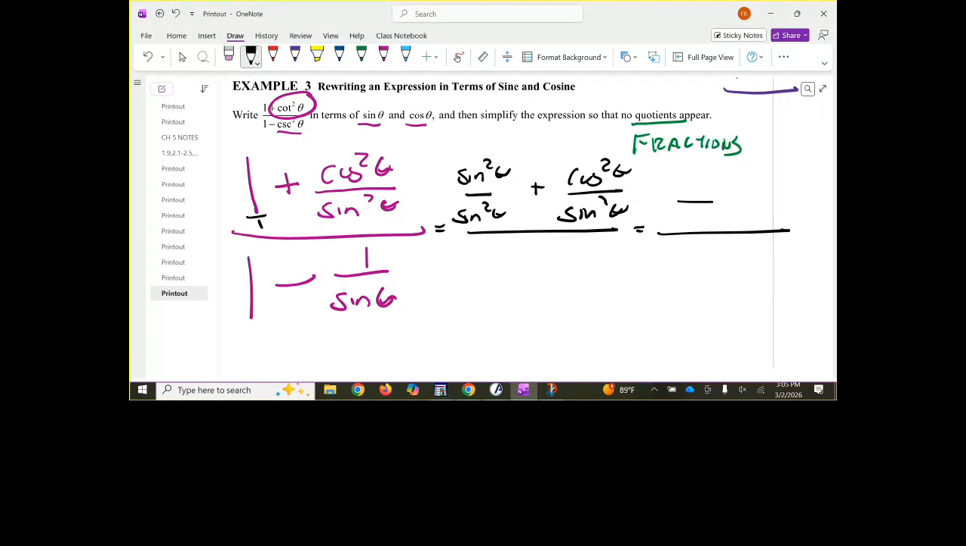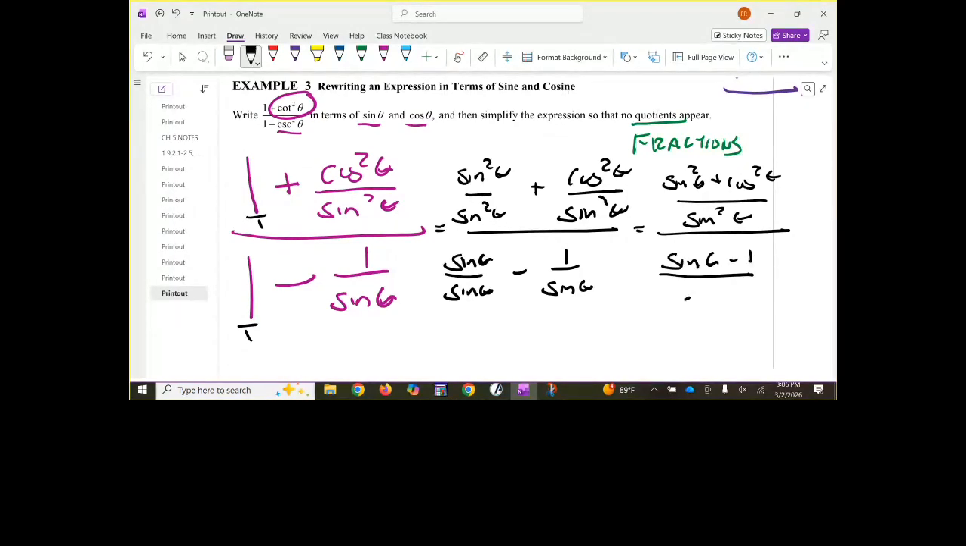Okay. If I deal simply with my upstairs, y'all, on the bottom we have sine squared theta. Upstairs we have sine squared theta plus cosine squared theta. Okay. Let's deal with the bottom part of our fraction. I'm going to think of that one also as 1 over 1. So why don't we write it like this? Sine theta over sine theta minus 1 over sine theta. And then here, we can write sine theta minus 1 over sine theta.